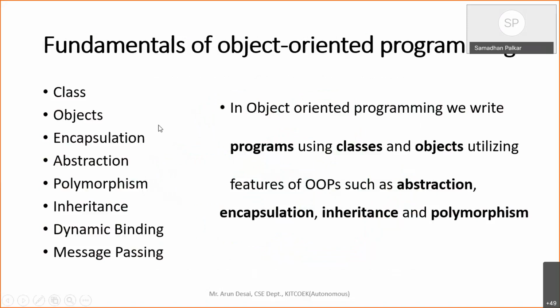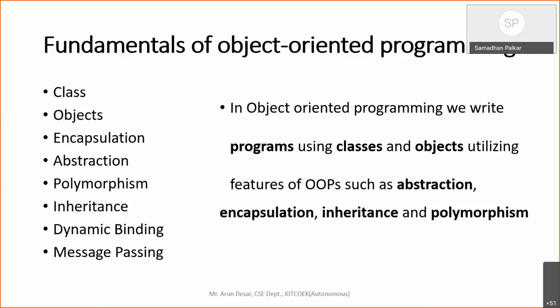The list is there on your screen. Class, objects, encapsulation, abstraction, polymorphism, then inheritance, dynamic binding, then message passing, all are treated as fundamental terminologies in object-oriented programming. We'll briefly discuss all those concepts one by one, and their relation is given on the right-hand side. Object-oriented programming is an approach, and we are going to write a program using this approach. What is there in a program? Obviously classes and objects are there.